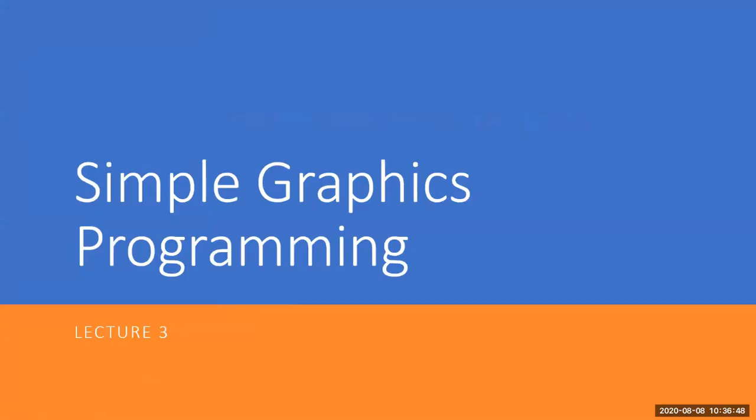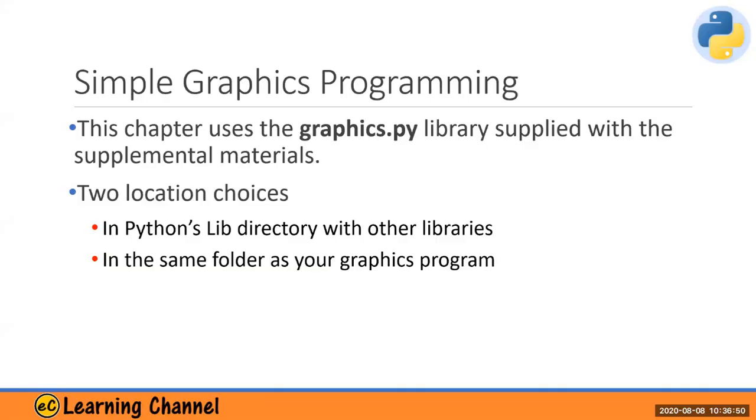Okay, simple graphics programming. This chapter uses the graphics.py library supplied with the supplemental materials. There are two location choices. You can put it into the lib directly with other programs, and you can also put it into your local directory. I already put it under your Python lib site-packages. Remember that? That would be the better way of using it.